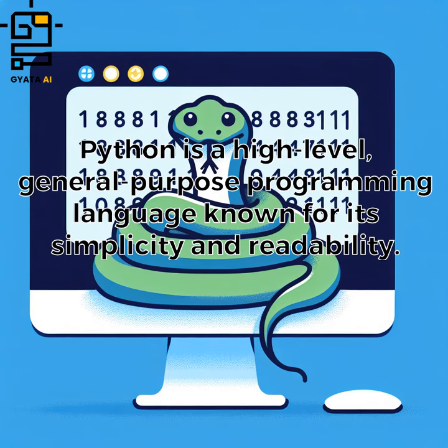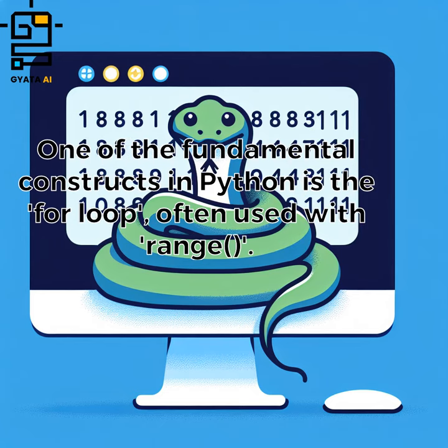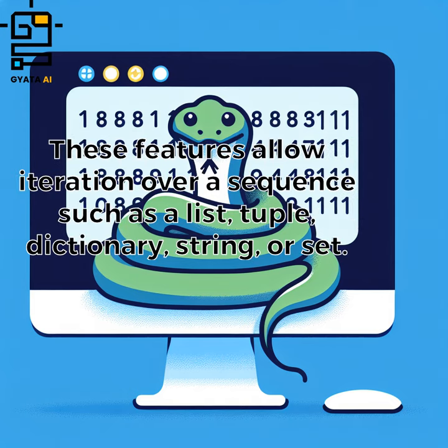Introduction. Python is a high-level general-purpose programming language known for its simplicity and readability. One of the fundamental constructs in Python is the for loop, often used with range. These features allow iteration over a sequence such as a list, tuple, dictionary, string, or set.